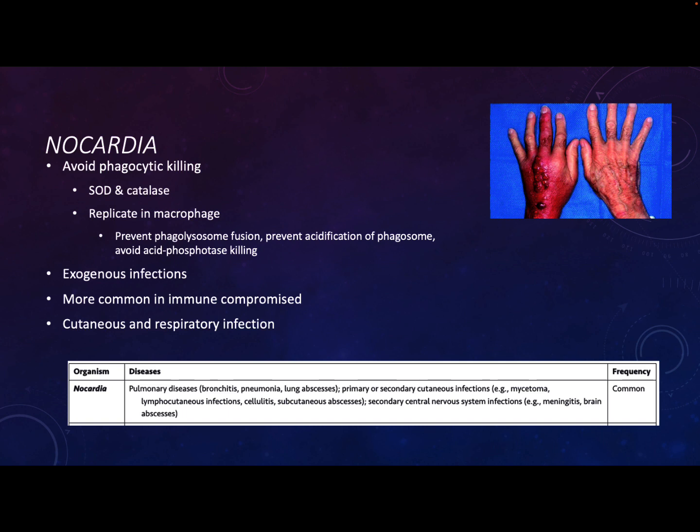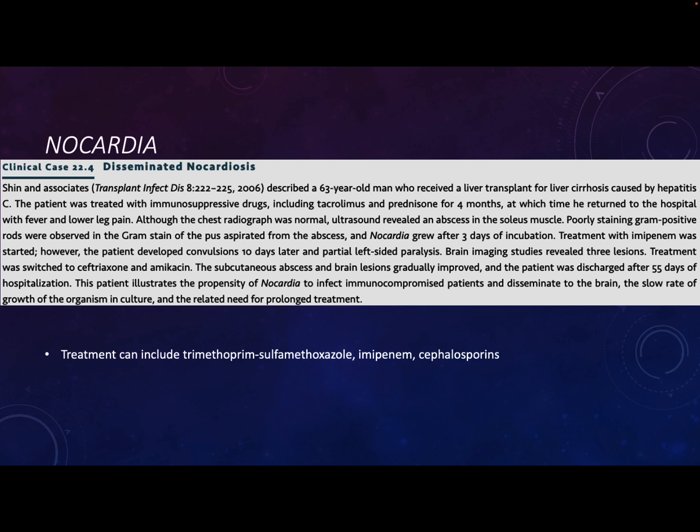So an untreated respiratory infection, or if it has gone subcutaneous and eventually travels to the brain, can cause meningitis and brain abscesses. What you're looking at in this patient is a cutaneous Nocardia infection. It causes a pretty gross looking infection. This is a case of disseminated Nocardia infection in a 63-year-old man who received a liver transplant for liver cirrhosis caused by hepatitis C. Again, with a liver transplant, any major organ transplant like that, the patient will be on immunosuppressive drugs. So this is an immune compromised patient.